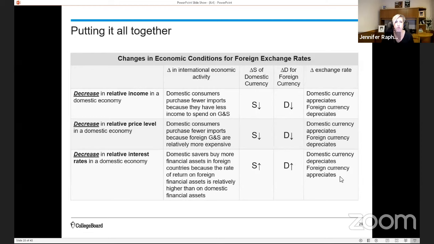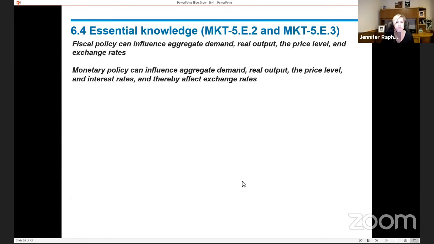All right, so again, we're just putting it all together. A decrease in relative interest rates makes financial assets in other countries more appealing to domestic savers. Okay, so they're going to increase the supply of their domestic currency. They're going to increase the demand for foreign currency, and so we'll see the domestic currency depreciate, and the foreign currency will appreciate.